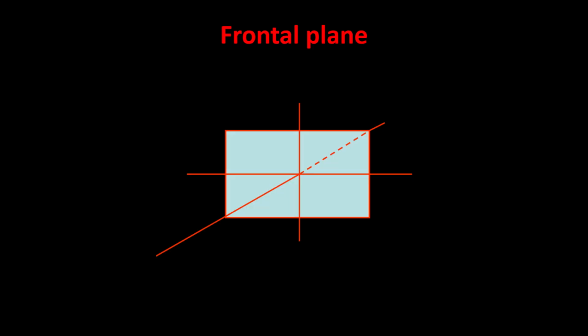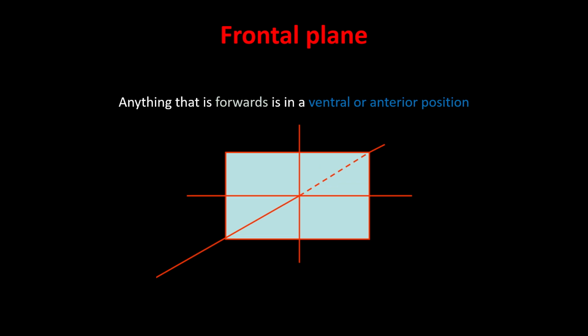Now for the frontal planes. The frontal plane is shown here on the slide. It separates two spaces or two zones. What lies to the front is referred to as ventral or anterior, and what lies to the rear is referred to as dorsal or posterior.